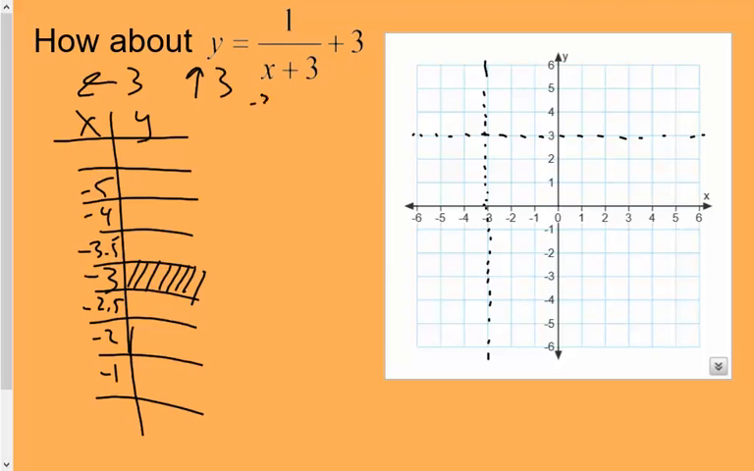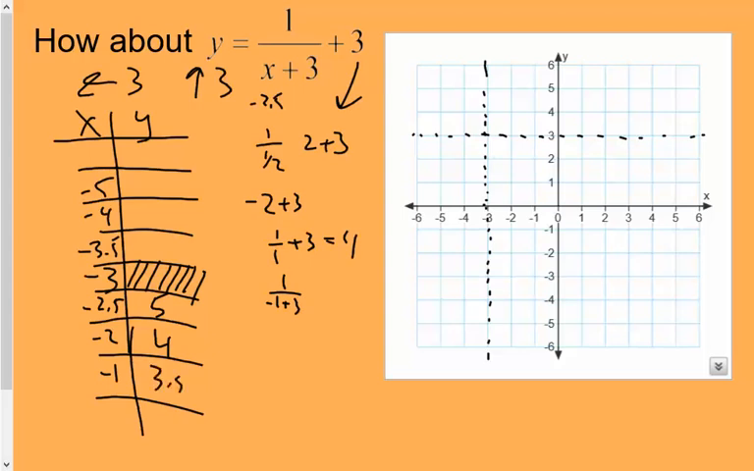When I plug in -2.5, that's 1 over 1/2, which we've seen a lot, that's 2 plus the 3. Don't forget about the plus 3 at the end. That gives me 5. Then we'll plug in -2 plus 3 is 1. 1 over 1 plus 3 is 4. Then plug in -1. 1 over -1 plus 3 is 1/2. Plus 3 is 3.5, and you're going to notice that these numbers approach 3.